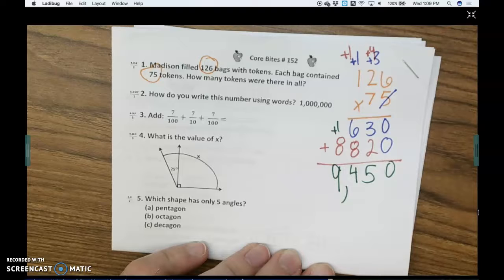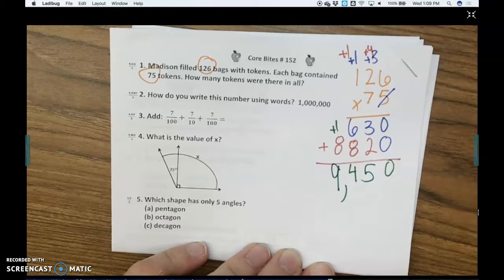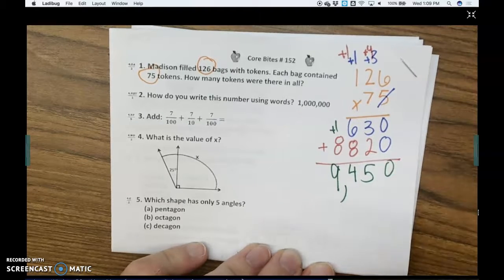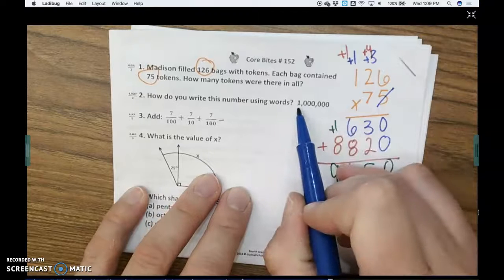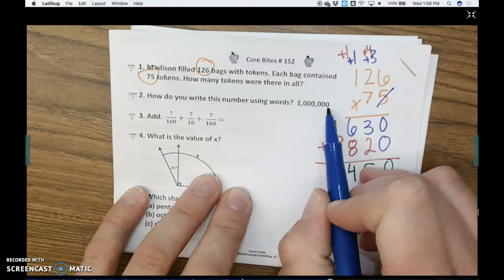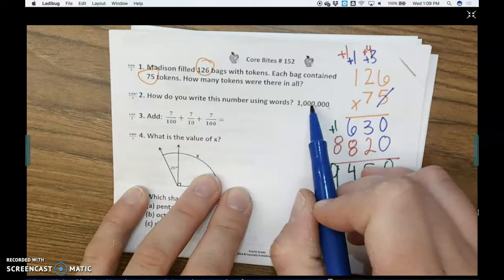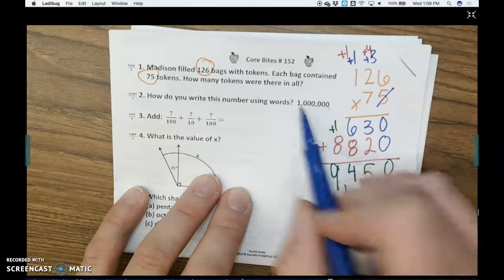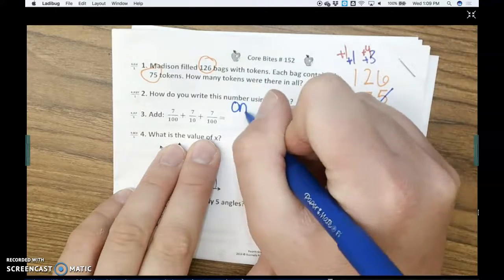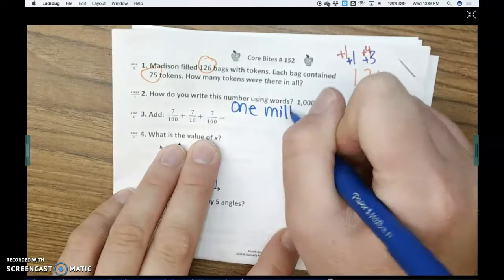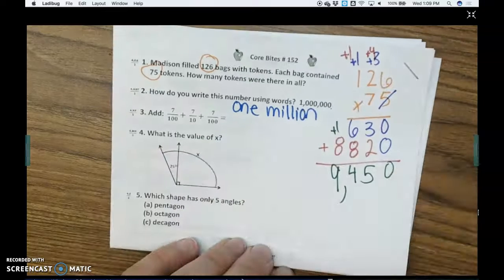Okay. All right. For number 2, how would you write this number using words? Easy. Ones, tens, hundreds, thousands, 10,000s, 100,000s, millions. So you would say 1 million. That's how you would say that number.